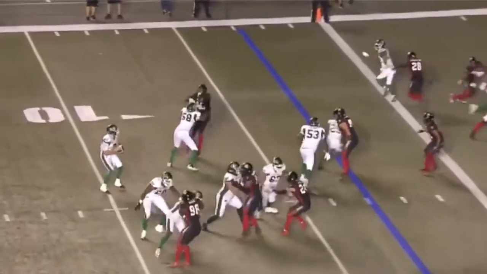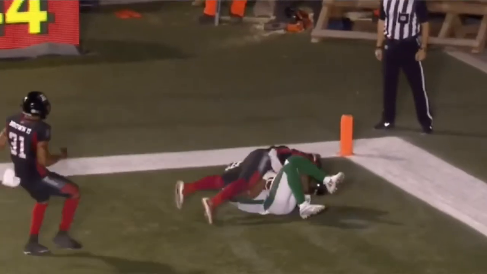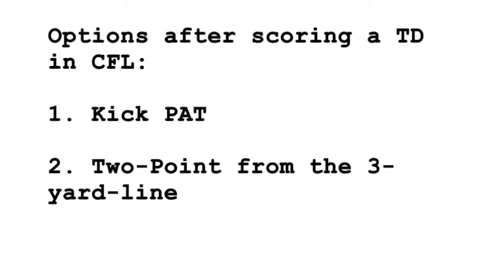For the CFL, again, 3 points for a field goal, 2 for a safety, and 6 for a touchdown. Just like in the NFL, the CFL gives you 2 options after you score a touchdown. 1 for kicking just a short field goal through the uprights for 1 point, or running a snap from the 5-yard line for 2 points.